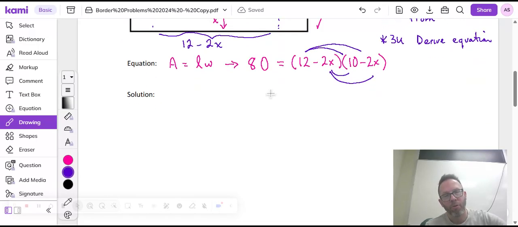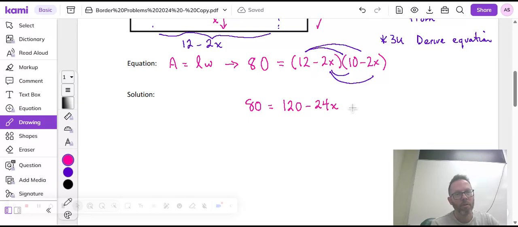And at this point, I truly believe everybody here has the skills to do this. No individual step here is overly complicated. There's just a few steps. So we have 12 times 10, 120. 12 times 2x, or negative 2x, so minus 24x. Minus 2 times 10 is minus 20x. Minus 2 times minus 2 plus 4x squared.